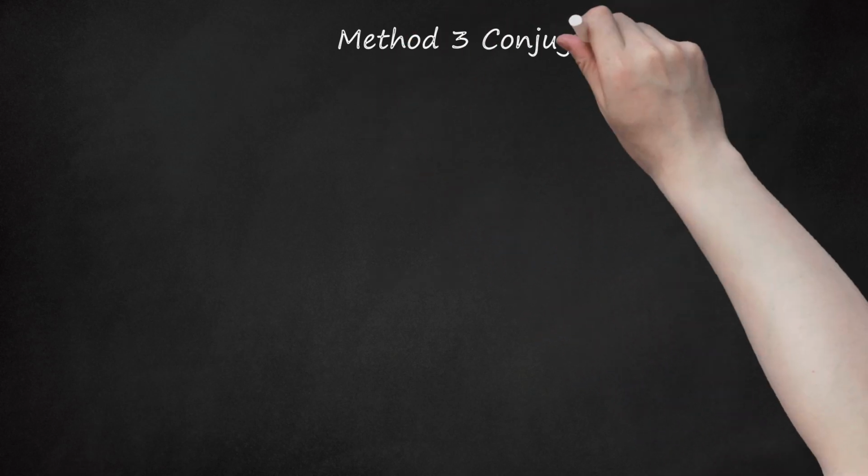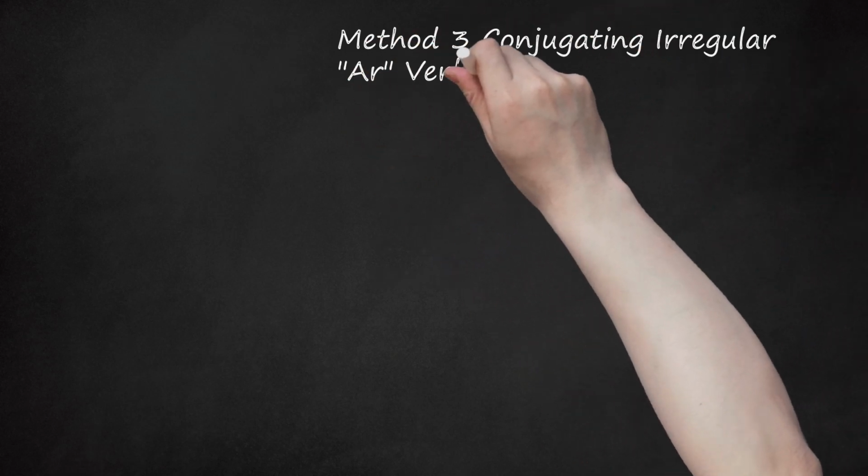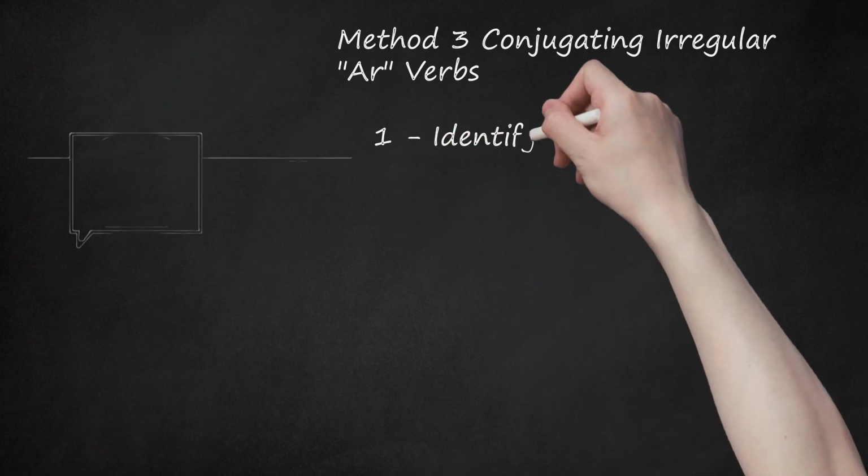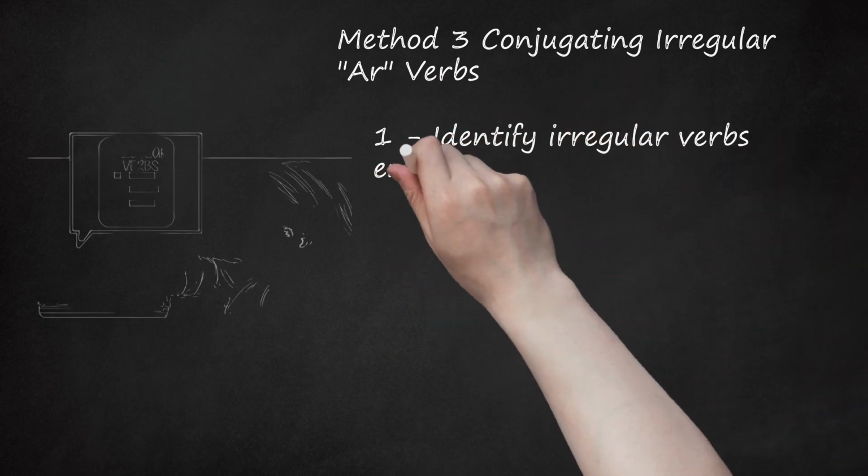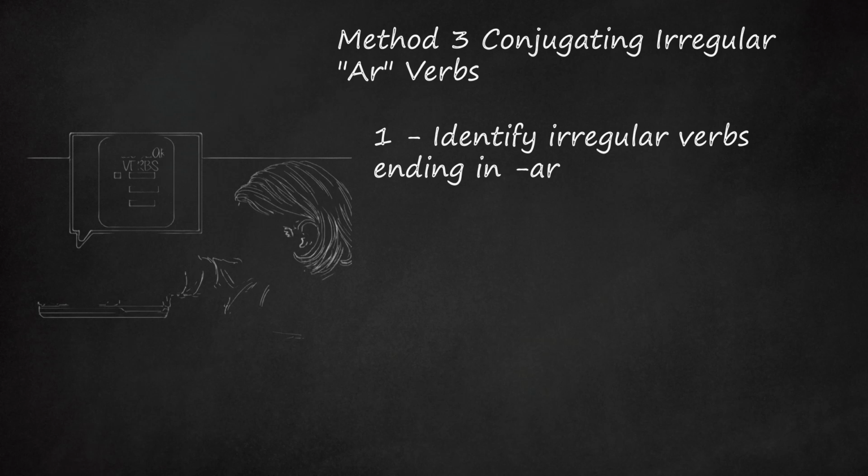Method 3. Conjugating irregular verbs. 1. Identify irregular verbs ending in -ar. Irregular verbs are those that don't use the standard, regular rules for conjugation. While fewer than 5% of verbs ending in -ar are irregular, many of those irregular verbs are ones you'll need to use often. Unfortunately, there's no blanket rule that you can use to conjugate irregular verbs, although you may notice patterns or commonalities among some of them.